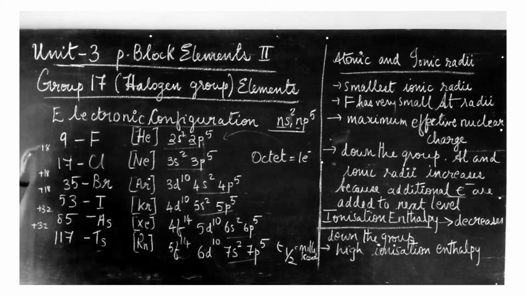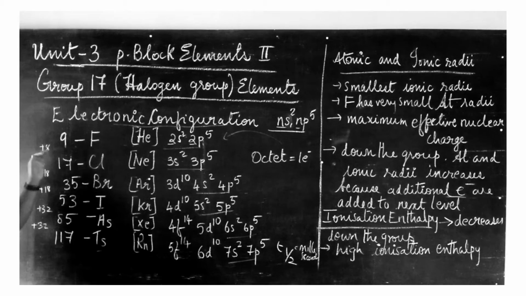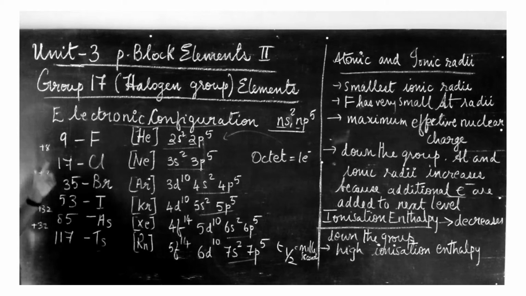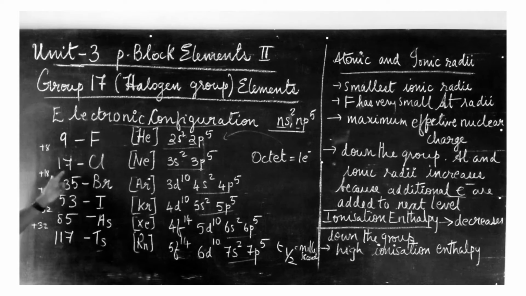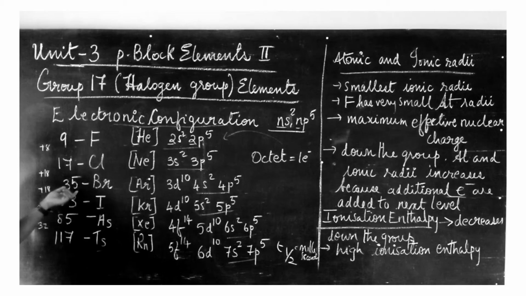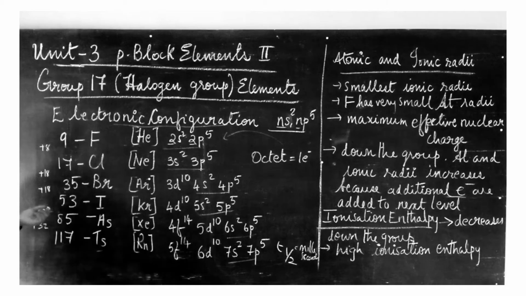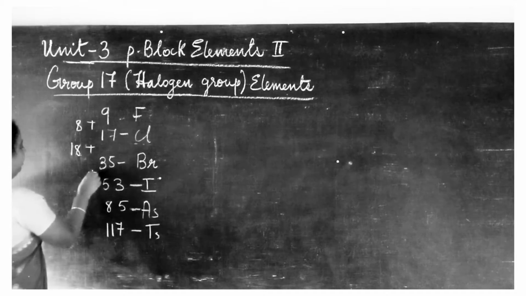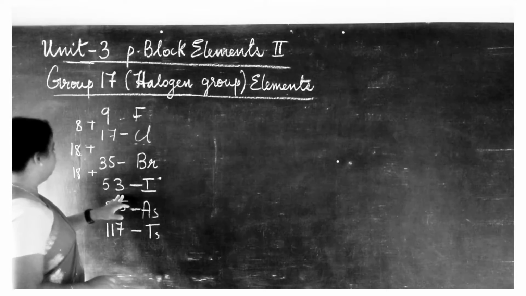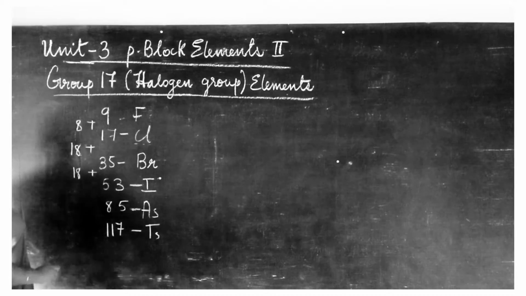Starting from fluorine's atomic number, we just add 8. So, 9 plus 8 is 17. So, 17 is the atomic number of chlorine. To this 17, you just add 18. That is the atomic number of bromine, 35. Then to this 35, again you add another 18. You get 53. That is the atomic number of iodine.